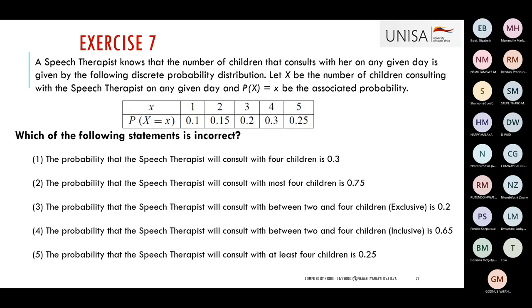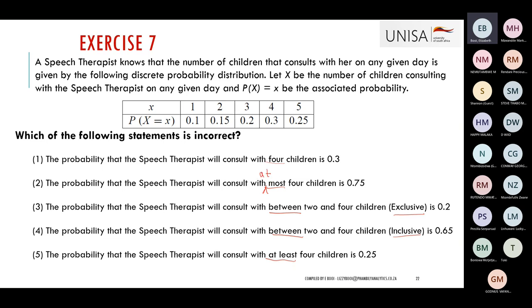And number 7 is also the same: a speech therapist will consult 4 children. So this will be equal because they say which is the same as exactly, with most, so which is at most, between, inclusive, exclusive, you can see there are your hints. The probability that the speech therapist will consult at least, so probably here they left at most.